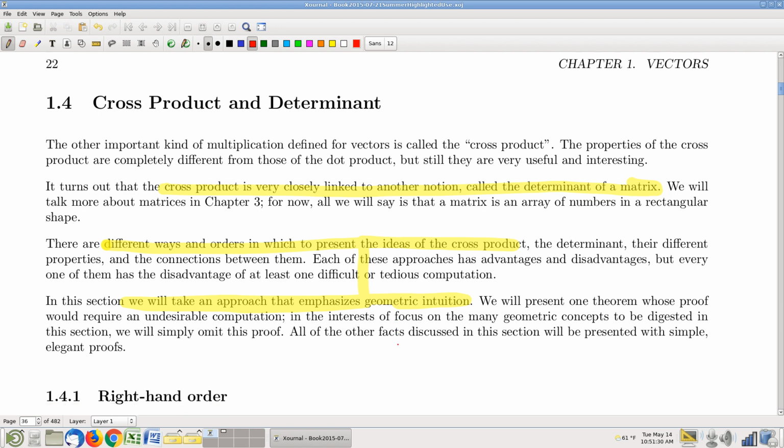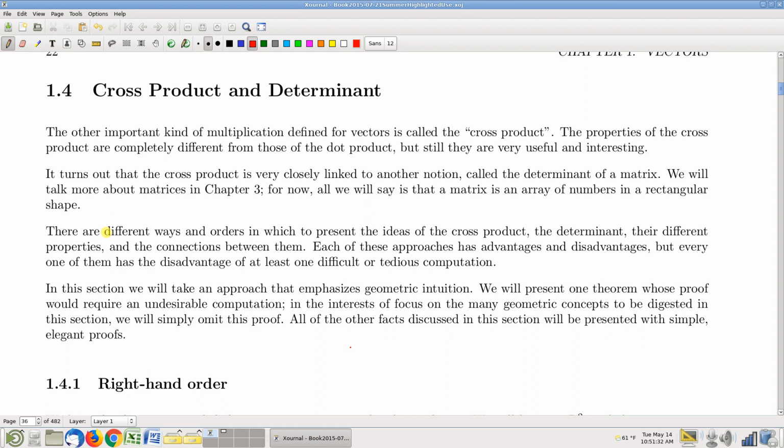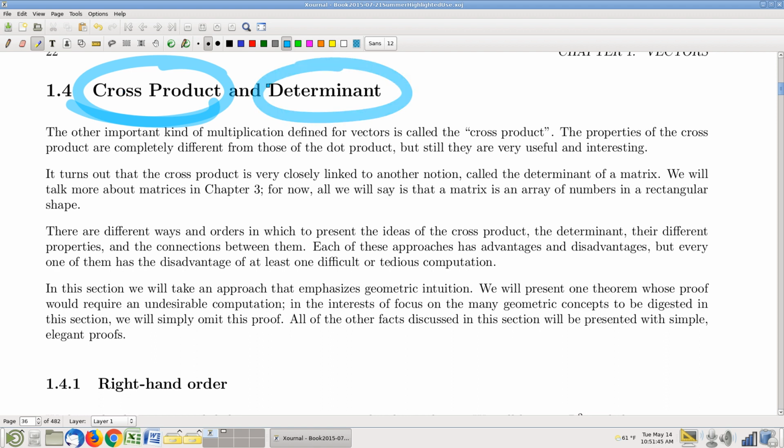So I want to talk about cross product and determinant. Cross product is really our primary goal here. It turns out that there are some very strong relationships between cross products and determinants. Some of y'all might have seen determinants here or there before, but we're going to probably show you some things that you haven't seen before. And both of these connect to this idea that I call right-hand order.